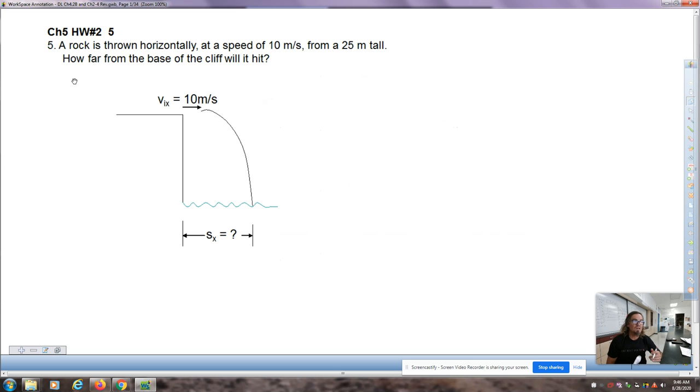A rock is thrown horizontally at a speed of 10 meters per second from a 25 meter tall cliff next to, looks like, the river or the ocean or something like that. How far from the base of the cliff will it hit?